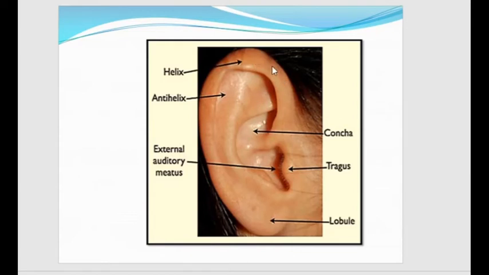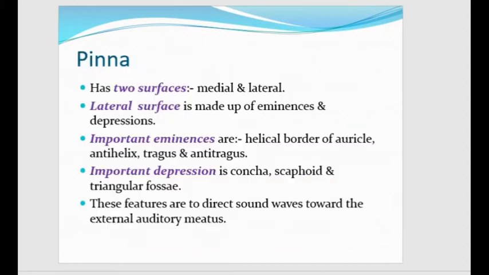The main features of the lateral surface are the helical border or the helix, the tragus, and the lobule. Remember these terms. The tragus is opposed by what is called the antitragus, the helix, antihelix. Okay? Now, the important eminences here are the helical border of the auricle, antihelix, tragus, and antitragus.